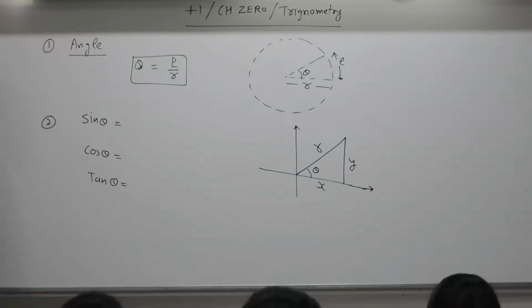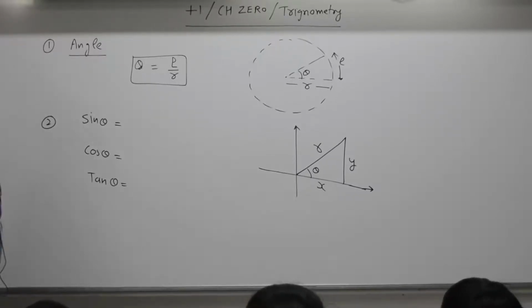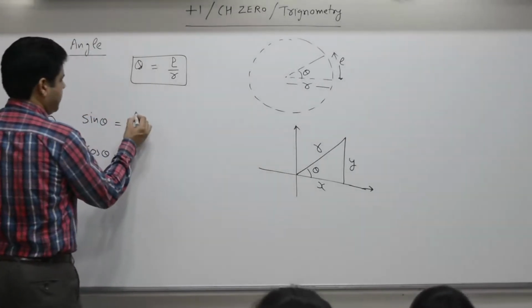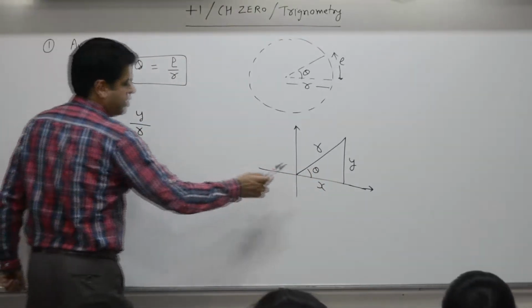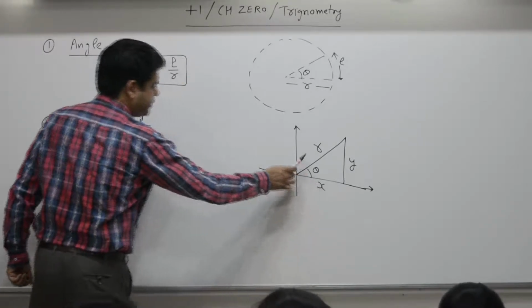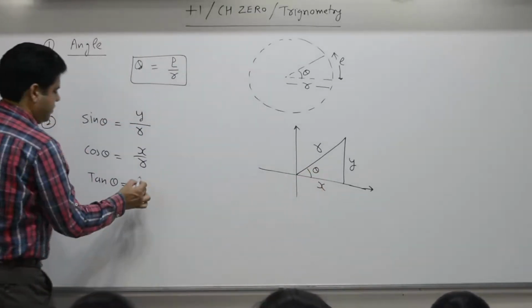Theta is equal to L by R. Sin theta, cos theta, and tangent theta. Yes, sin theta is equal to what? Perpendicular Y by R. Cos theta, yes, base by hypotenuse, that means X by R. Tangent theta, Y by X.